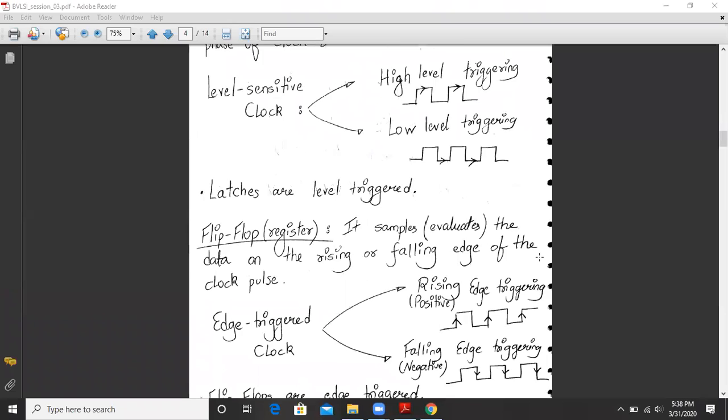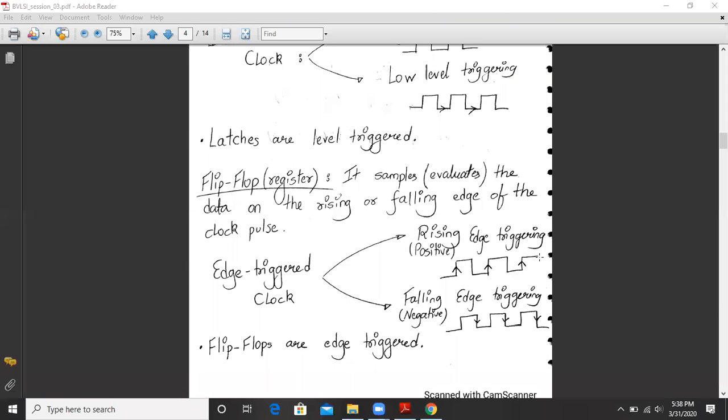Next we'll see what a flip-flop is. A flip-flop or a register samples or evaluates the data on the rising or the falling edge of the clock pulse. For example, if this is my clock pulse, during all the rising edges the circuit will be active. So this category is called rising or positive edge triggering. Similarly, when the circuit reacts or responds only to the negative edges of the clock pulses, it is called falling edge triggered or negative edge triggered. So all the flip-flops are edge triggered.